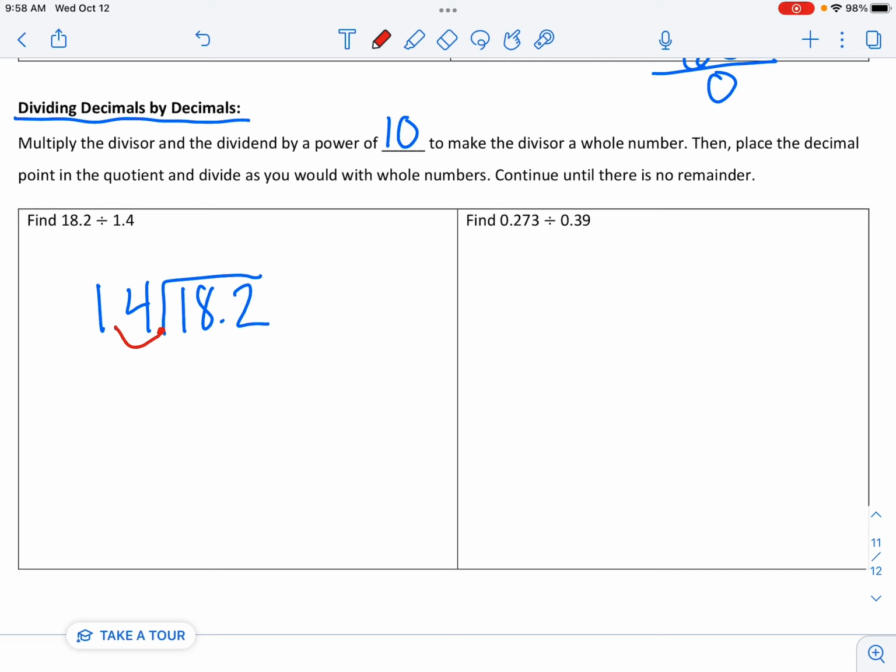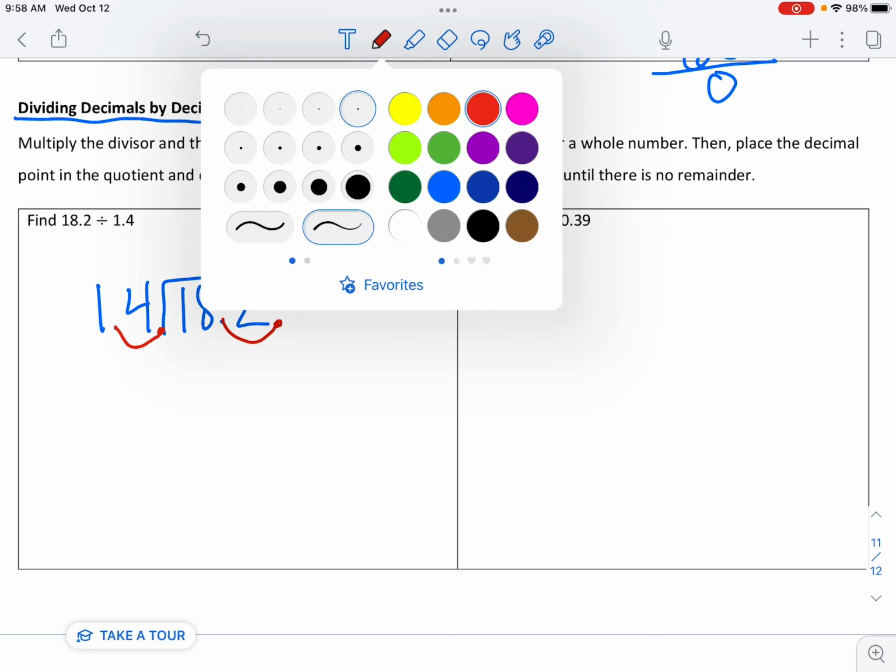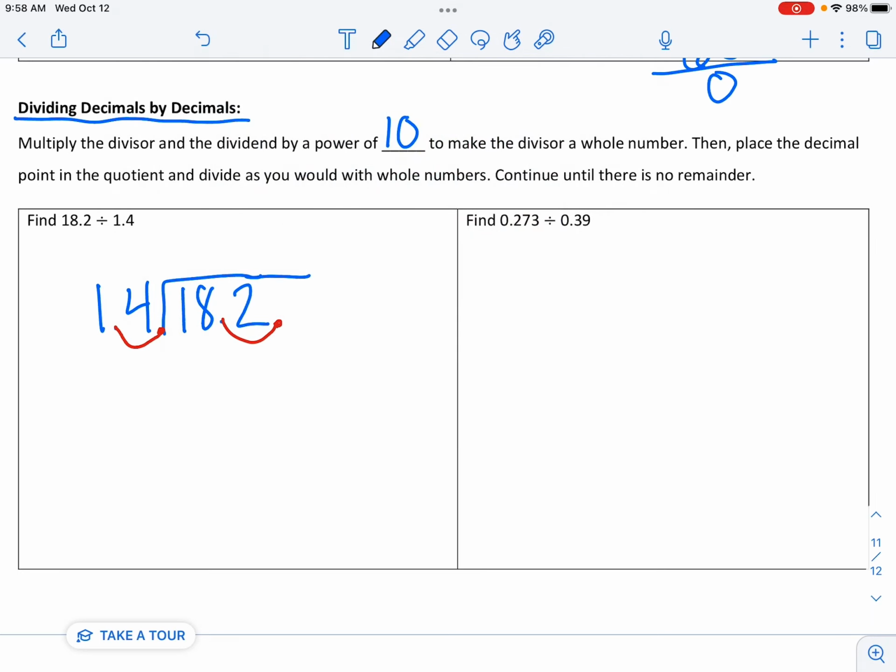So whatever you do to the left side, you have to do to the right side. So if you move your decimal one time to make it 1.4, you have to move this one time. Okay, so now our numbers are 182 divided by 14, and your decimal gets moved straight up right there. So it's no longer where it started, we moved it once.